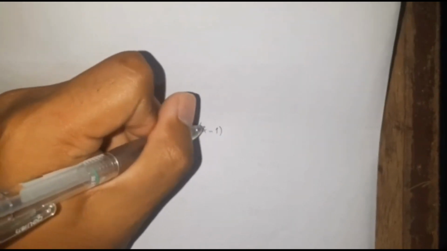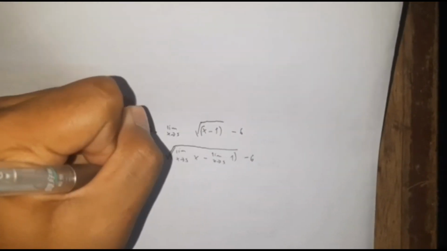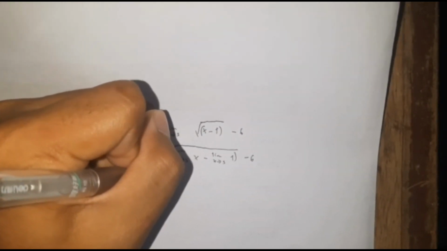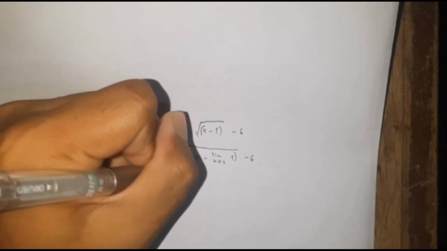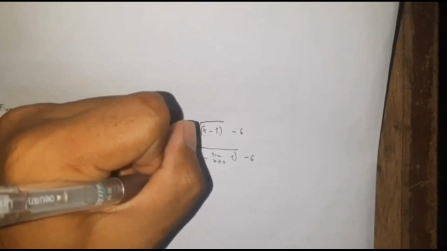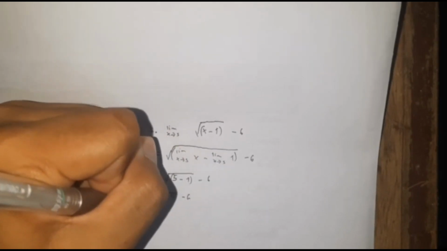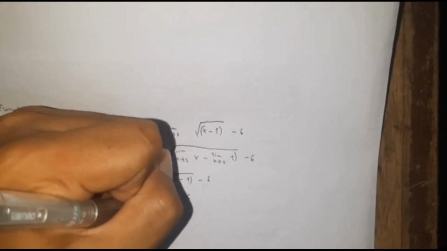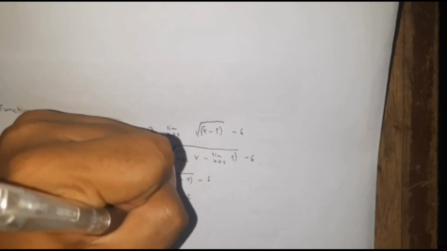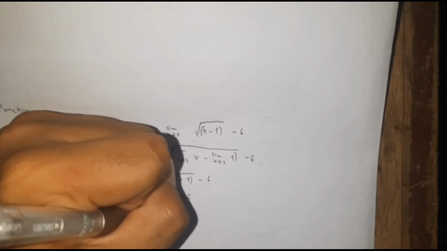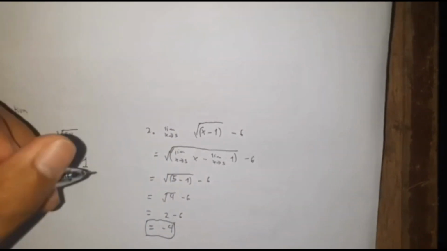For the next example, we're going to find the limit of the square root of (x minus 1) minus 6 as x approaches 5. Again, by substituting the value of x into the equation, we evaluate the square root of 5 minus 1, minus 6. 5 minus 1 is equal to 4 and the square root of 4 is equal to 2. 2 minus 6 is equal to negative 4.